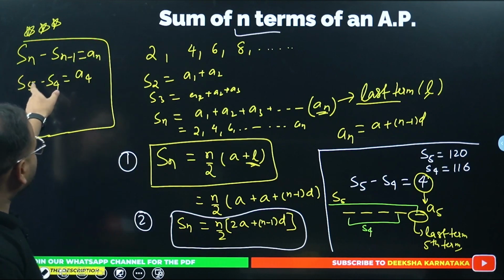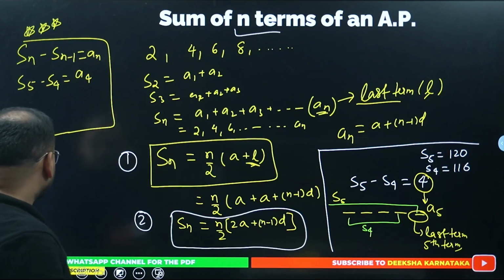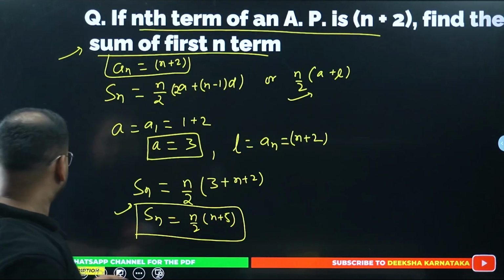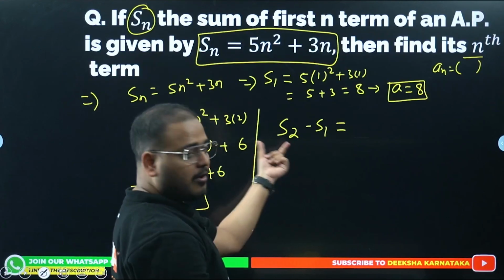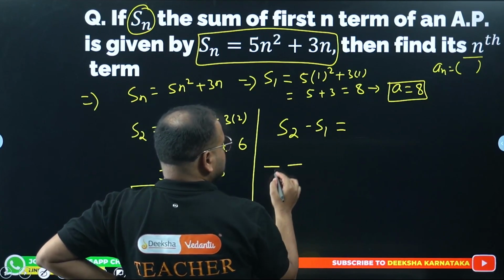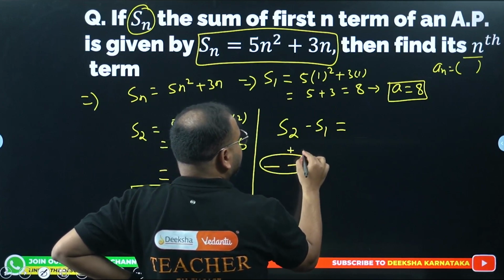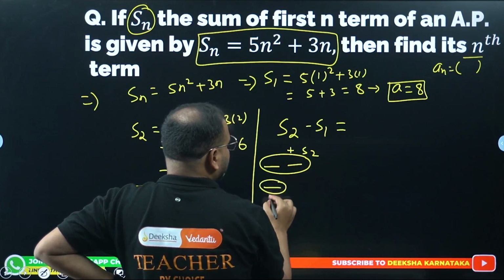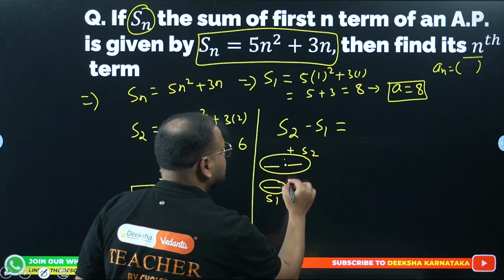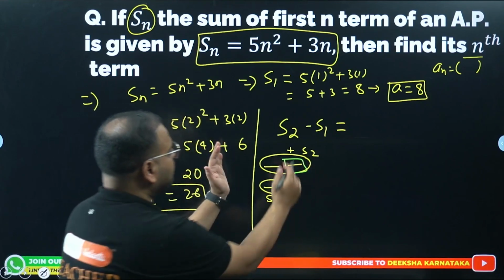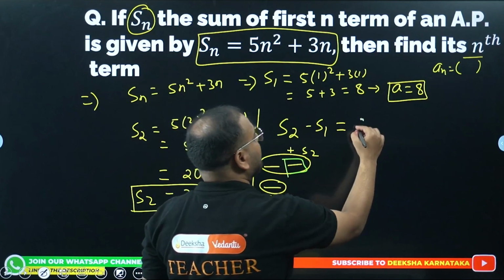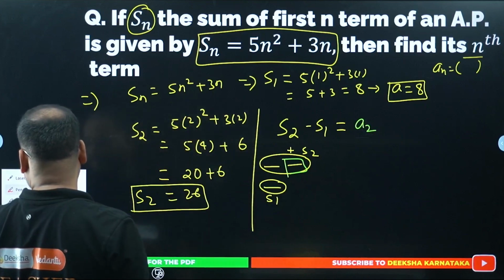Same way, S2 minus S1 will be what? A2. Is it? Check. Sum of two terms. What does sum of two terms mean? If this is the first term and this is the second term, their sum will be S2. Just the first term is my S1. If I subtract these two, what I'm getting is just this term: sum of two terms minus the first term, S1. It means it is the second term. So directly I can write it here as A2.